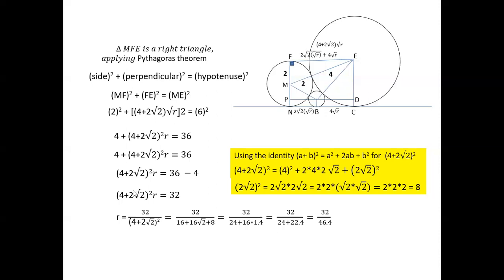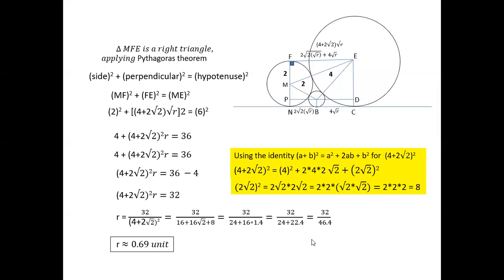So it is 16 plus 16 root 2 plus 8. Now let's add these two numbers, 16 and 8, it becomes 24, and 24 plus 16 root 2. The value of root 2 I have taken as 1.4, only up to one decimal place. If you multiply this, you get 22.4. So 32 divided by this total, 24 plus 22.4 is 46.4. When you divide this, you get R approximately equal to 0.69.